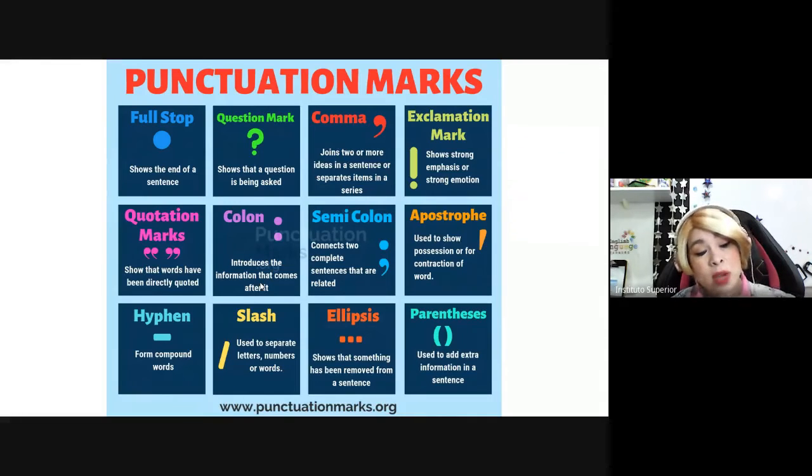So the reader will know that this idea is complete and then another idea is starting. You use commas to separate items in the sentence. You use question marks and exclamation points depending on the situation: question marks with questions, exclamation points to show strong emphasis. Quotation marks are used when you are quoting what another person is saying.